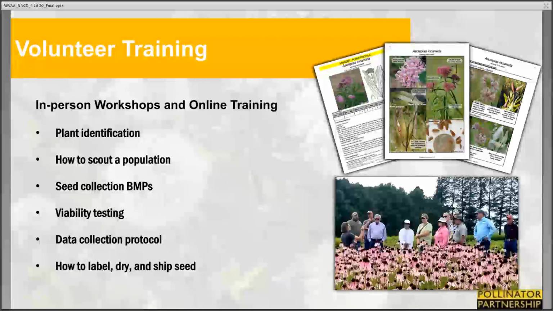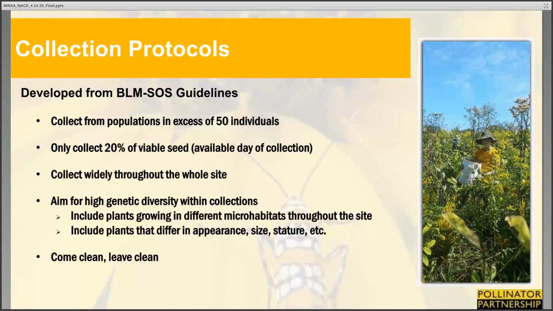With our volunteer training, we taught them plant identification, how to scout a population, seed collection best management practices, based on the SOS protocol. We taught them viability testing, so if the seed was going to be viable to germinate and propagate. We taught them a data collection protocol, which I'll go into a little bit later, and how to label, dry, and ship the seeds. So these top 3 photos are of our seed collection manual and plant profiles that we put together. So we gave really detailed information of how to find these species and what they could maybe be confused with, and it proved to be very helpful.